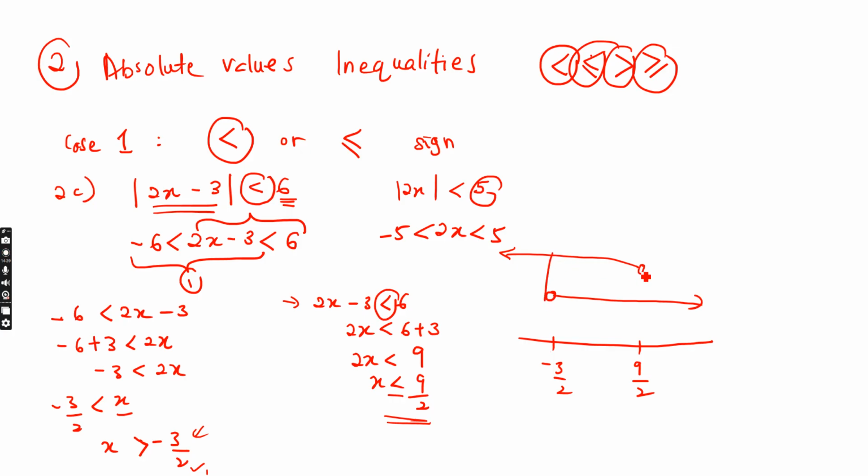So the part that intersects this line is between negative 3 over 2 and 9 over 2. So that's why your answer can be like this as well, negative 3 over 2 less than x less than 9 over 2. So it means that it's between negative 3 over 2 and 9 over 2. So you just need to find the intersection between the points that we have here. Okay, up until here can understand? Or is there anyone who is confused?